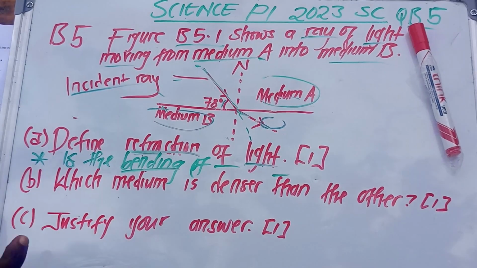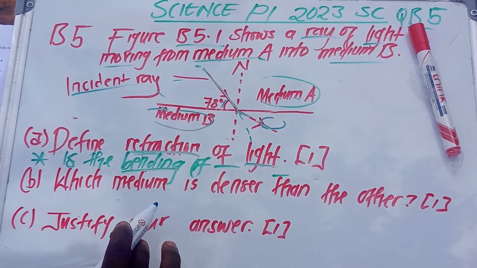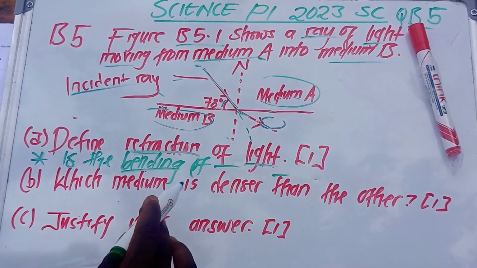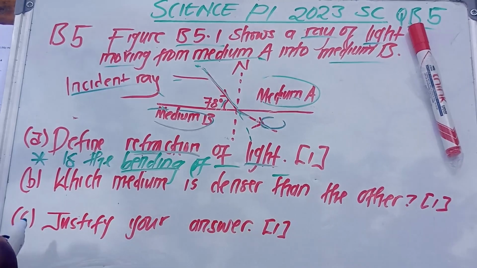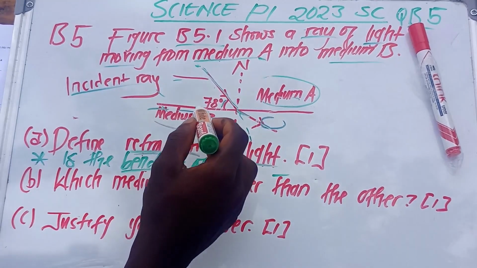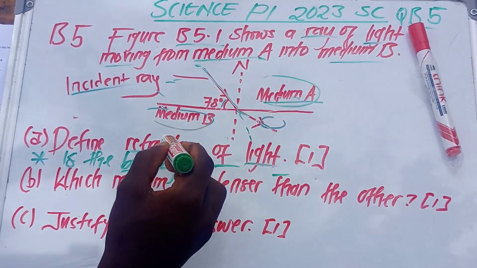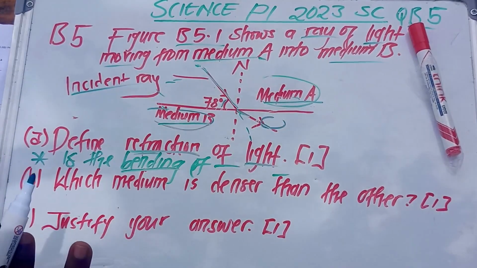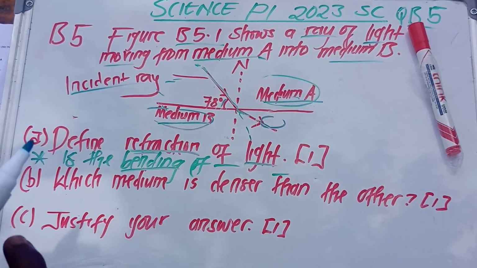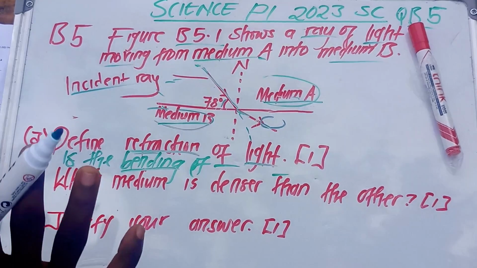So now, here's the question. Question B: which medium is denser than the other? So we have been given two mediums. This medium, which is medium A, and this medium, which is down here, which is medium B. So now we have been told to identify the medium which is denser than the other.